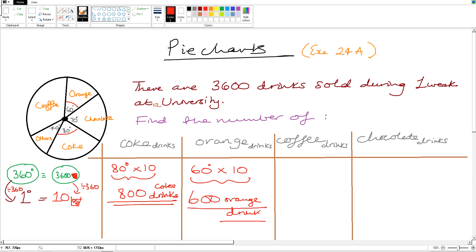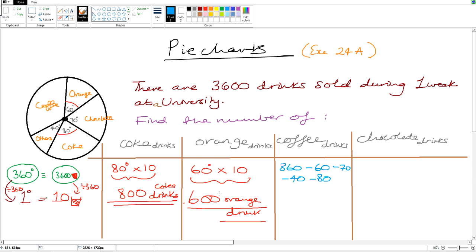Okay, now coffee drinks. Now coffee drinks, we actually don't know the angle at the moment. So what we need to do is work out the angle first. Any ideas how we work out the angle for coffee? Let's have Ikra. So it is the full circle, 360 degrees. So we start with 360 and minus what we know. Or we can just minus each one individually, which is the same thing: 360 minus 60 minus 70 minus 40 minus 80. Can somebody work that out for me, please?